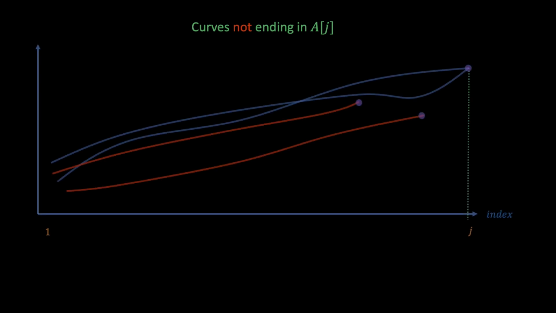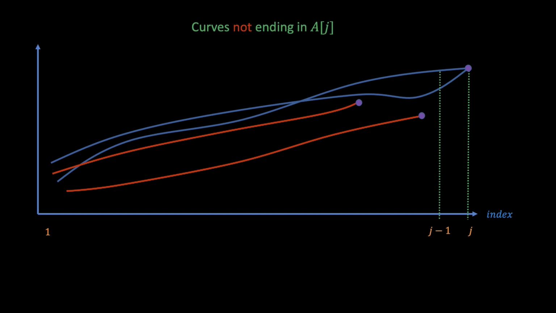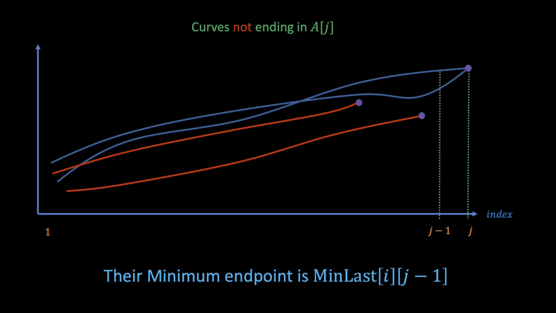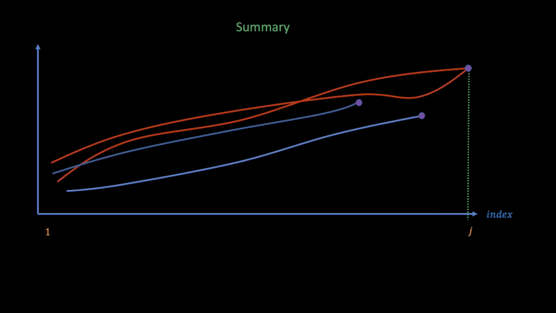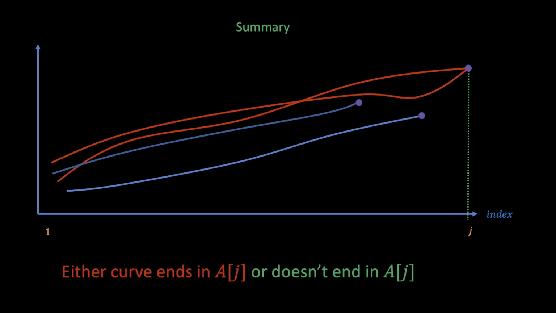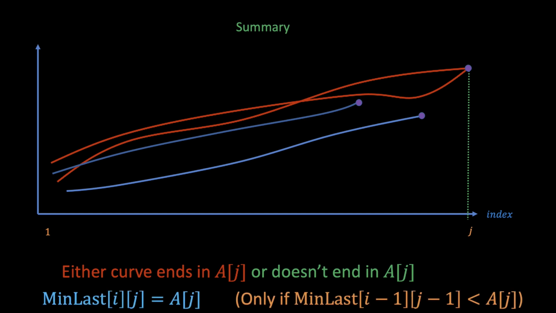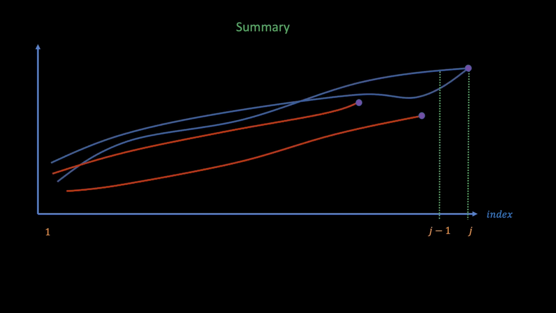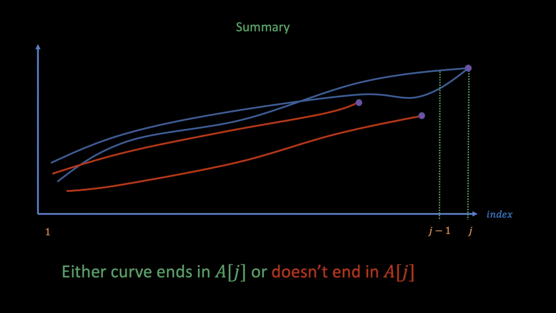As for the subsequences that don't end in aj, then they're subsequences of length i in the first j-1 elements. Their minimum endpoint would be minimum last i,j-1, the minimum endpoint of a subsequence of length i in the first j-1 elements. So, to summarize, for the subsequences that end in aj, their endpoint is aj, but it must be that minimum last i-1,j-1 is less than aj. For the subsequences that don't end in aj, the minimum endpoint is min last i,j-1.